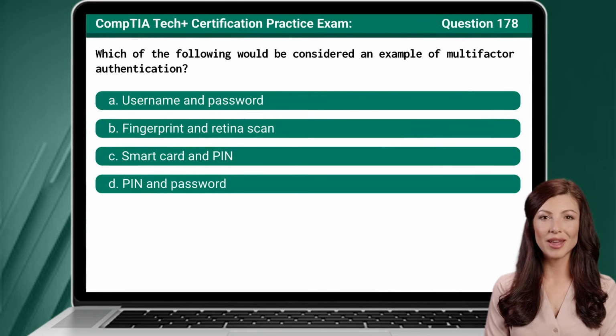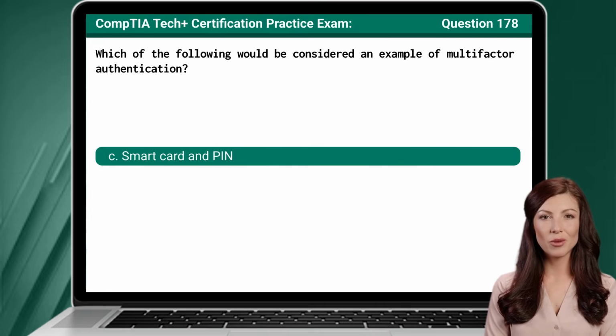Question 178. Which of the following would be considered an example of multi-factor authentication? The answer is C. Smart card and PIN.